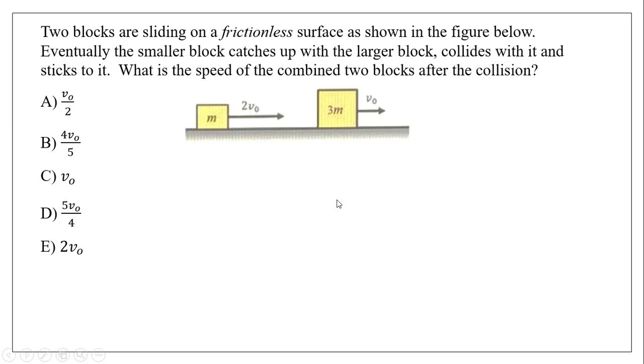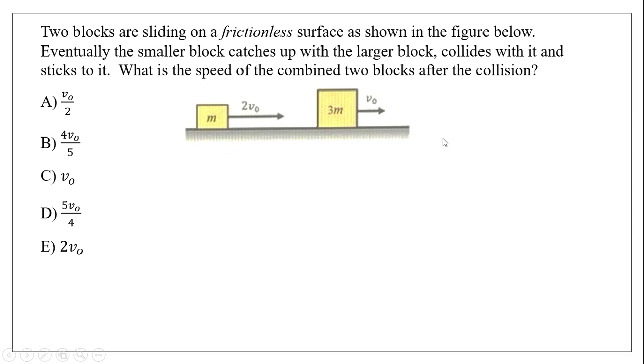Alright, so here in this particular problem, we have two blocks, both initially moving rightward. The block on the left is just mass m, whatever m is. It is moving at a rate of 2v naught, whatever v naught is. And then the block on the right is 3m, as shown there in the diagram, and is moving at a rate of v naught to the right.